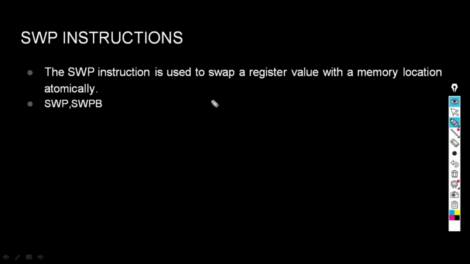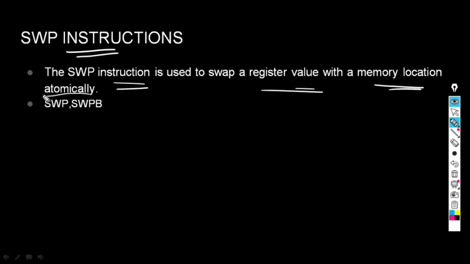Hello everyone. In this session we'll be discussing the next category of load store instructions, which includes the swap instructions. So first let's see what exactly we mean by a swap instruction. This particular instruction is used to swap a register value with a memory location, and this happens atomically.